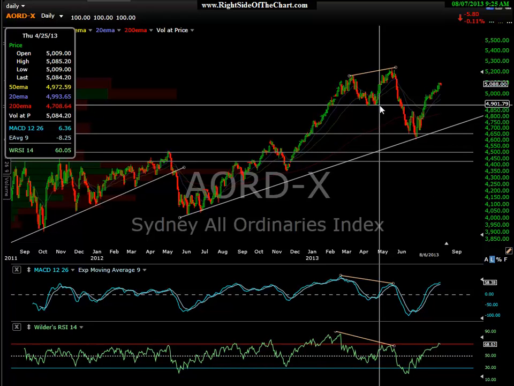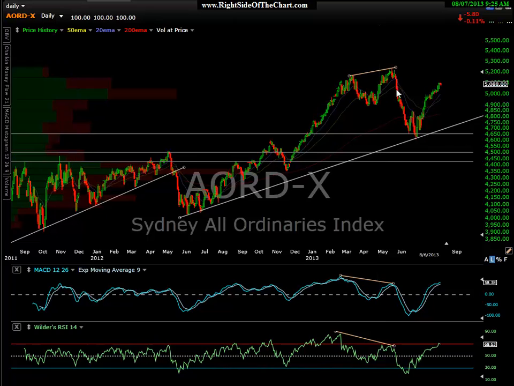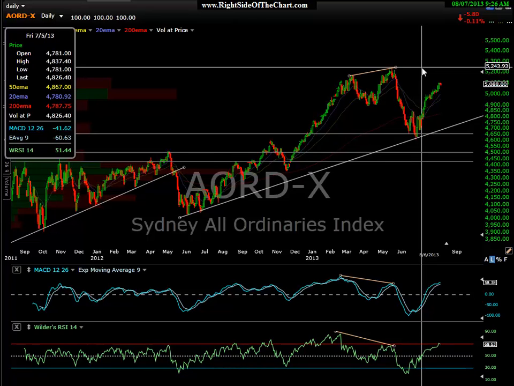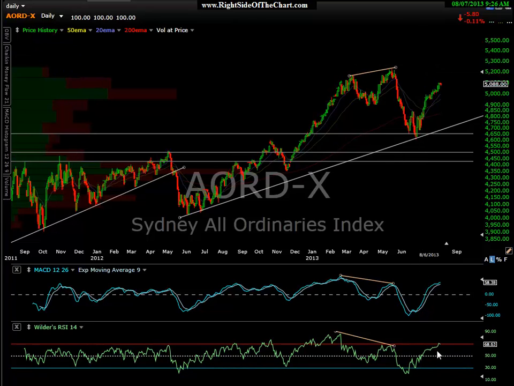This would probably be your next support level here on a pullback, somewhere around that 4,900 level. But again, what you want to see here is a move over, a sustained breakout above this, we'll call it 5250-ish level, 5,300 if you want to be safe.